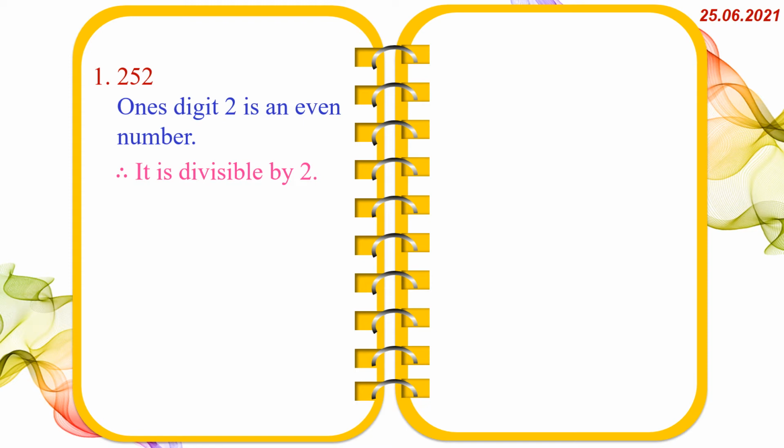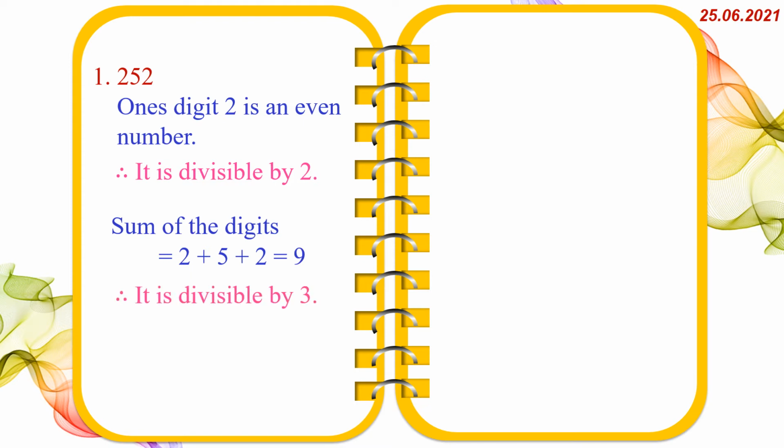Let us check 252 is divisible by 3 or not. So let us find the sum of the digits. Sum of the digits equal to 2 plus 5 plus 2 equal to 9. So 9 is a multiple of 3. So it is divisible by 3. Therefore, 252 is divisible by both 2 and 3. Hence, 252 is divisible by 6.